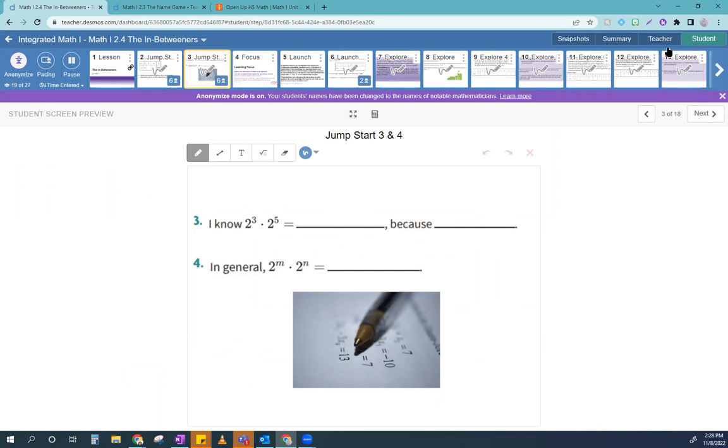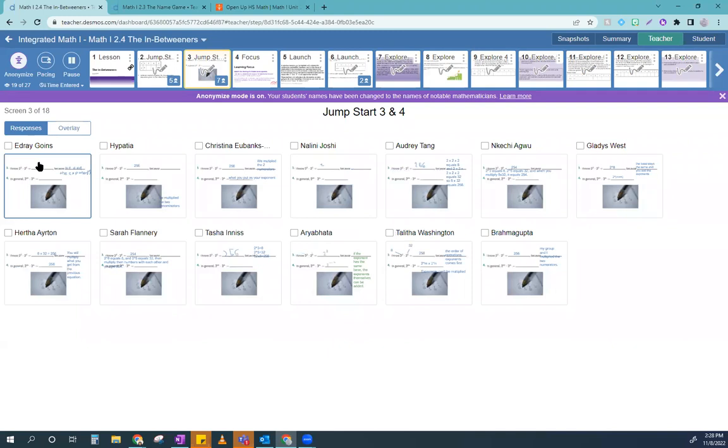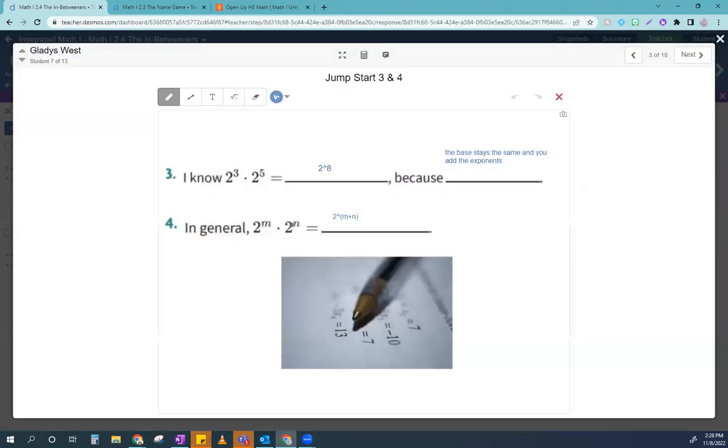So I already saw this. I thought you guys did fantastic. Yes, this person says 2 to the 8th. So yes, it's 256. I don't care about it being 256. I more care about it being 2 to the 8th. So if you wrote 256 or whatever, can you also put in there 2 to the 8th? Very good. This person says because the base stays the same and you add your exponents.